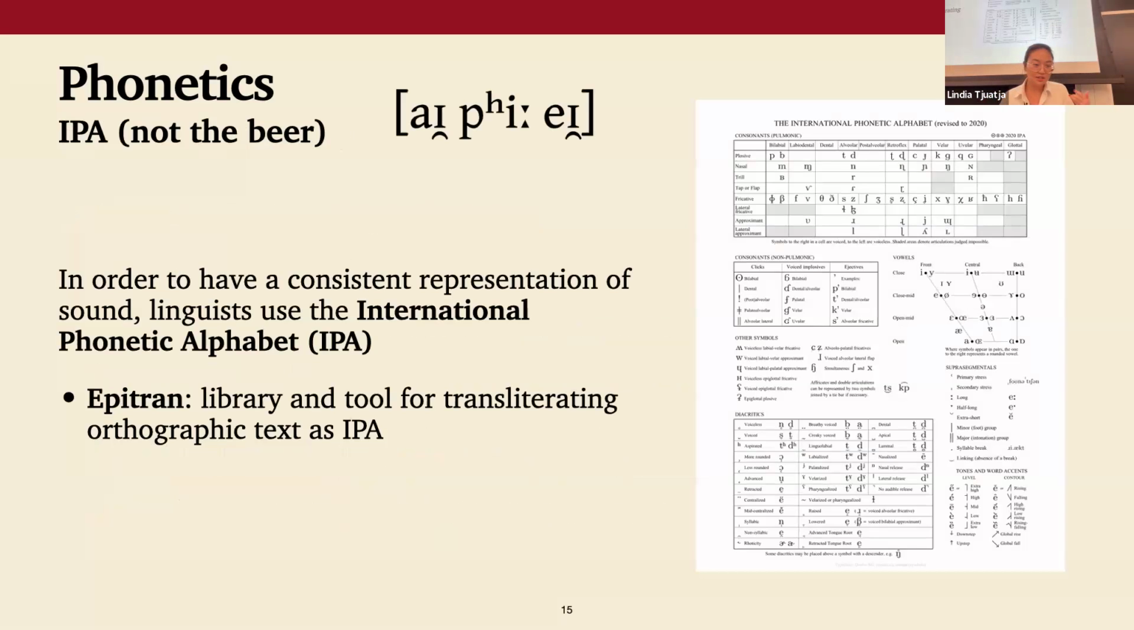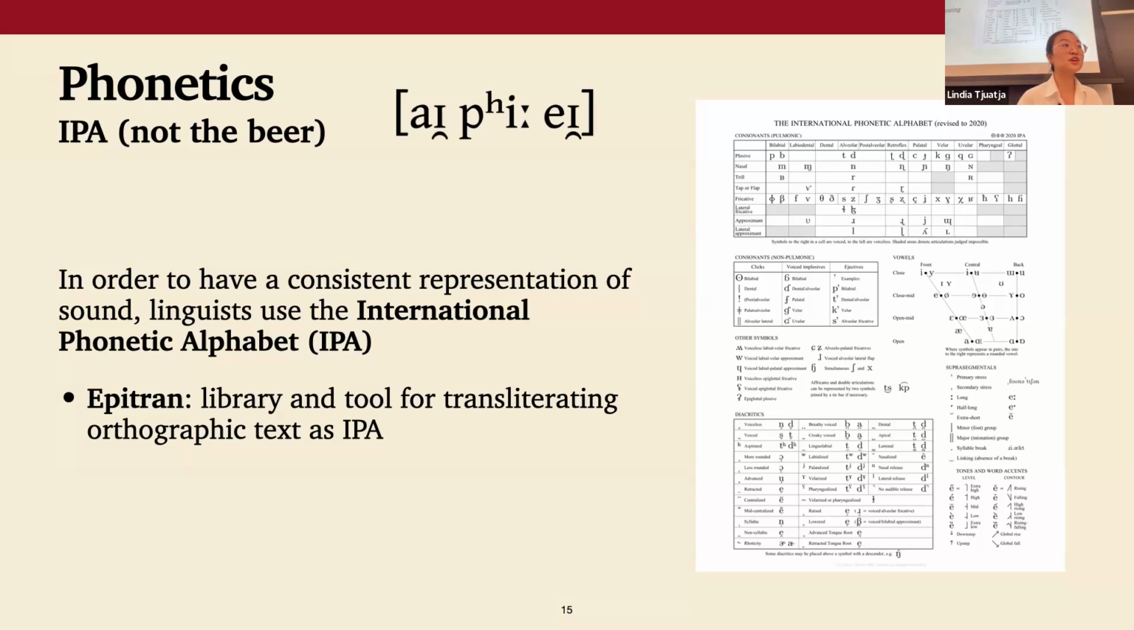So because there are so many different ways to represent sounds across languages and scripts, we as linguists use something called the International Phonetic Alphabet. And in brackets here are how you would actually write IPA using IPA. This is the updated chart from, I believe, 2022. I think it says, but my video is blocking what year it's from.